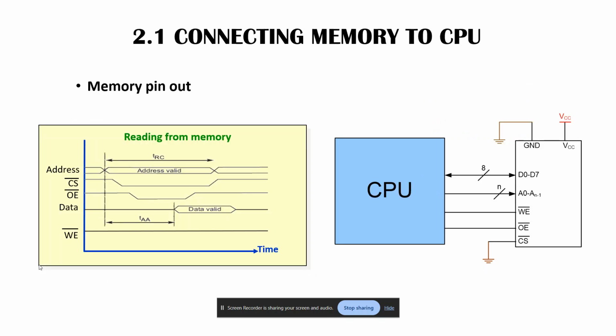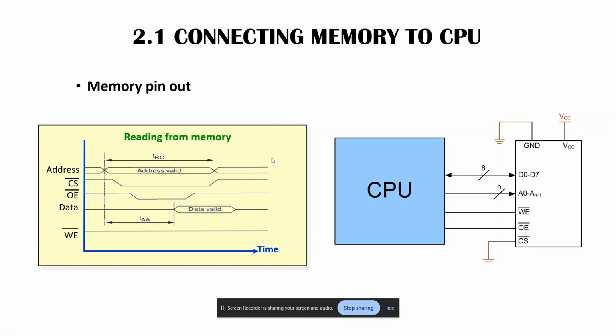Now moving toward the topic of connecting memory to the CPU. So this is the CPU, and we have connected memory. This is called memory, normal memory. And then this is a data transfer, and this is analog data transfer. These are digital pins, and this is writable, erasable, and this is only NCS.